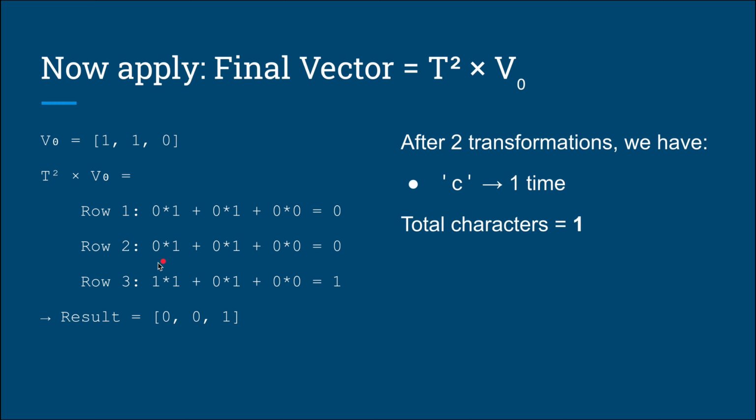Similarly for row 2, but here we have 1 at this location, this cell, and we will get 1. So the result will become 0 0 1, right? So after 2 transformations, we have c equal to 1 times, meaning total character is 1. Okay, how many characters are there? So finally you will get the length of the string is 1.